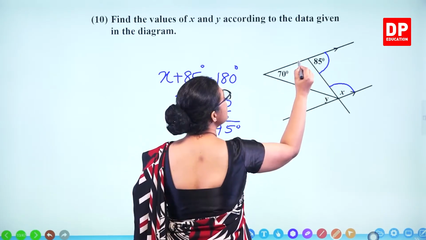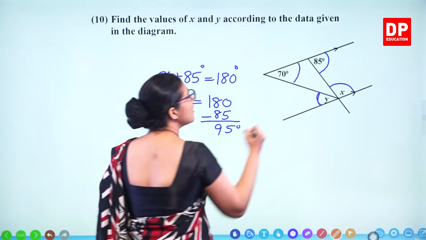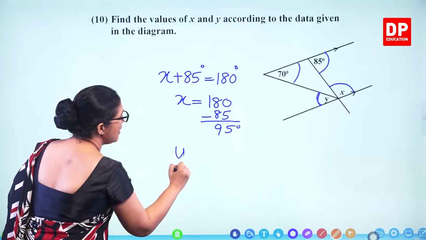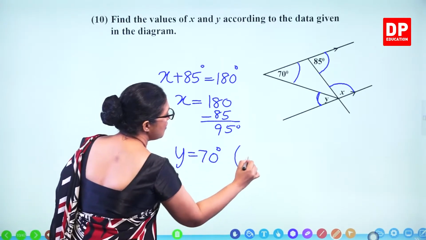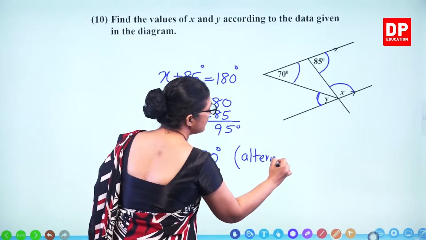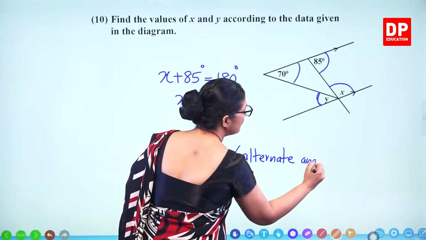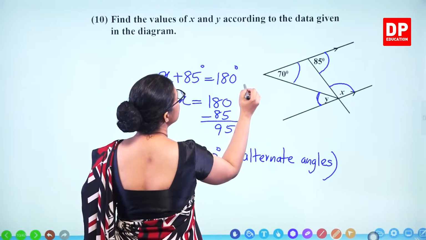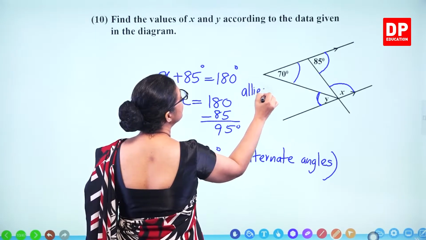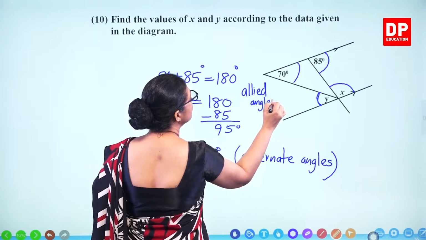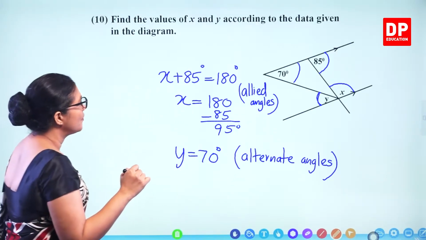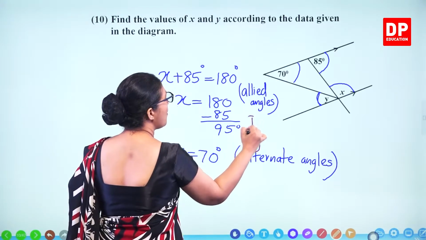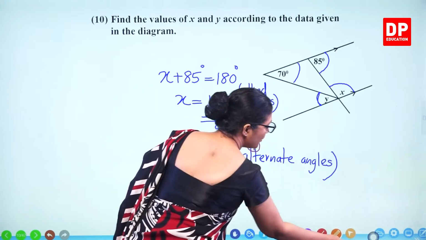Now look at this one. These are parallel lines, a Z angle. This and this, alternate angles, are equal. So you can find the y value easily. y is 70 degrees because of alternate angles. This one, what's the reason? Allied angles. 2 marks for finding x and y. So 1 mark for the y value, 1 mark for the x value.